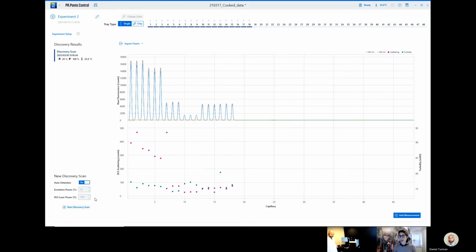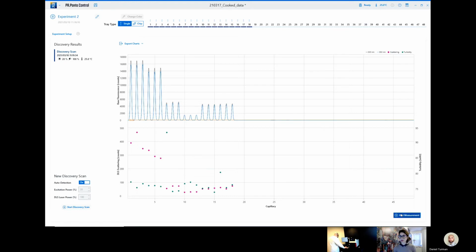I was just going to say, I think the auto detect is actually really awesome, especially if you have different samples in your capillaries. So if you're not running 48 of the same concentration or the same buffer, just from the example shown here, the instrument will find the perfect excitation power to span whatever you have in those capillaries. Yeah, it finds the Goldilocks excitation power for you, definitely. And then DLS laser power, I always keep it at 100 unless we're doing very, very large particles on the order of 100 nanometers or larger, in which case we have to cut the signal back some.